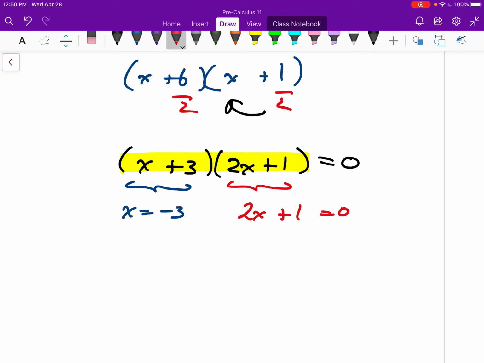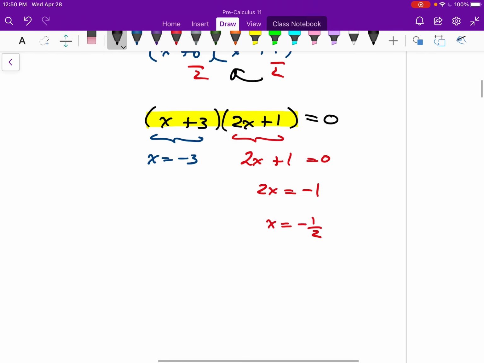And again, I'd subtract 1 from both sides, which means 2x must equal negative 1. Divide both sides by 2. x equals negative 1/2. So that's my other solution. And after a while, we can just look at this and get to that negative 1/2 really quickly. But either way, I should formalize my answer. So x equals negative 1/2 and negative 3.